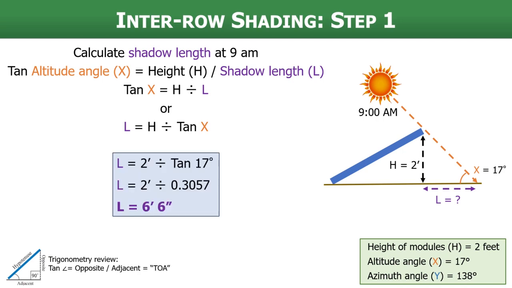We have L equals 2 feet divided by the tangent of 17 degrees. So 2 feet divided by 0.3057, we get a shadow length of 6 feet 6 inches. That's at 9 a.m. on our worst case design day of December 21st. Our length of shadow from the array going into the screen is 6 feet 6 inches.